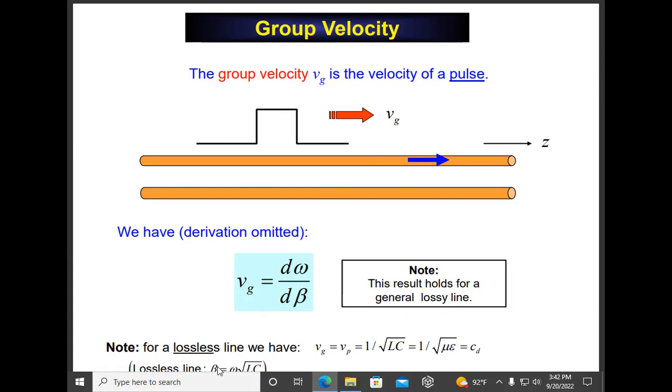But anyway, for a lossless line, we just have this linear relationship to prove that the two are equal. So group velocity and phase velocity become the same thing, just the speed of light in the dielectric. Okay, because this is a linear equation here. So it's got a constant slope. So omega over beta is the same thing as d omega over d beta. Okay. So for a lossless line, there's no distortion, and a pulse will travel at the speed of light just like a single frequency will. But for a lossy line, it's not quite so simple.